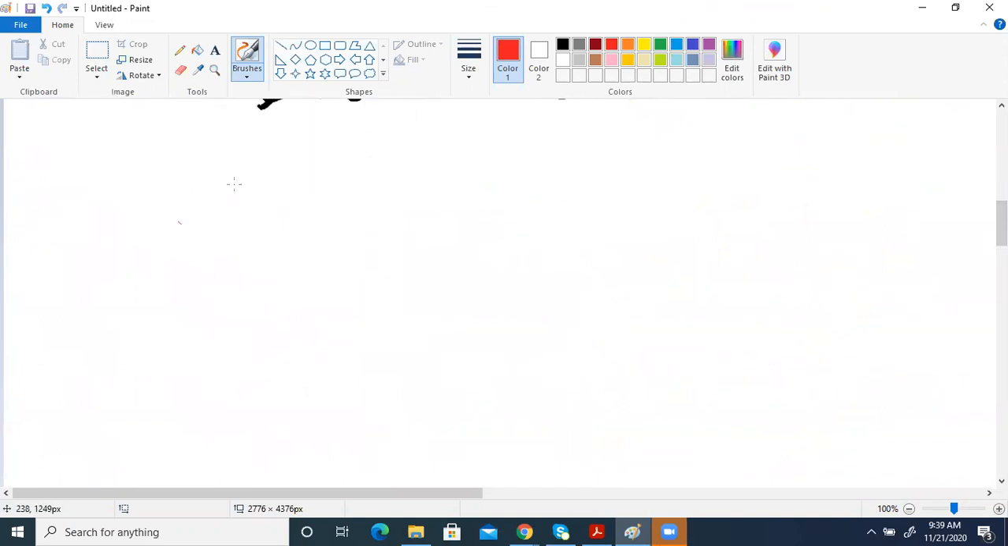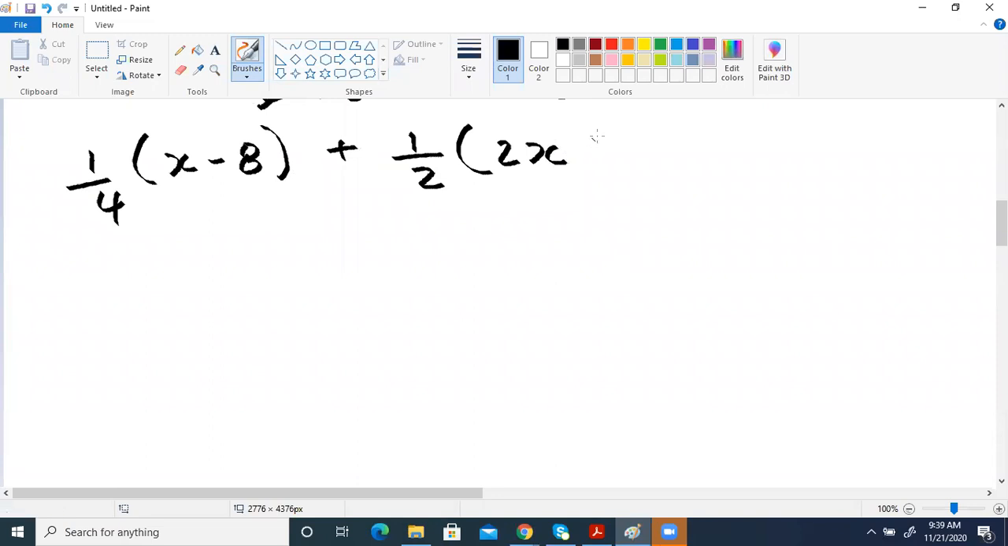All right, so there's another question. Let me change this back to black. There's another question that goes something like, I think it says 1 over 4 x minus 8 plus a half 2x plus 4. Now, all of this can be rewritten as, this is the same as us writing it as this, same thing.